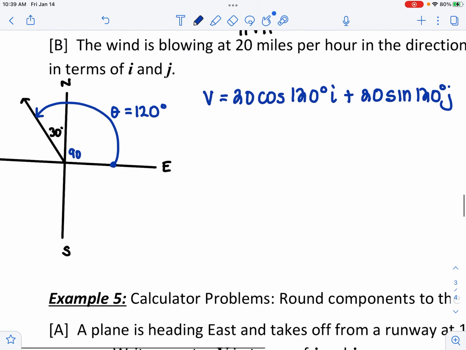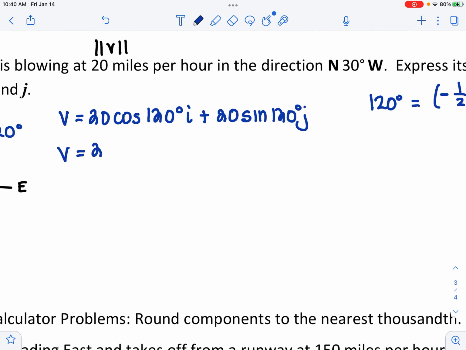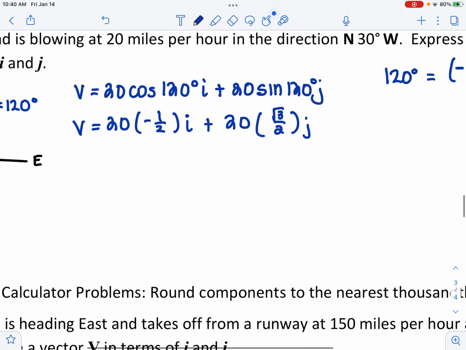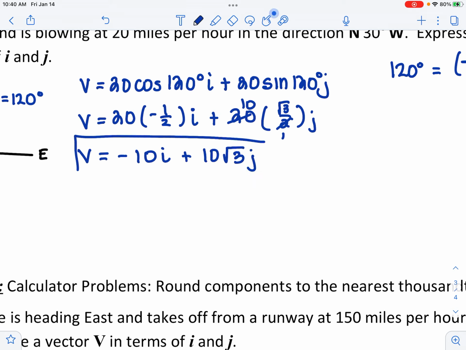All right, so I need the cosine and the sine of 120. So 120 degrees is in the second quadrant, as it is right there. It is a 60-degree reference angle, so that is 1/2, root 3 over 2. But since it's in the second quadrant, it's to the left and up, so the cosine is negative. And now I'm going to replace. So I have v equals 20 times, instead of cosine of 120, negative 1/2 i, plus 20 times, instead of sine of 120, root 3 over 2 j. All right, simplify that. Negative, and then half of 20 is 10 i, plus, and then half of 20 is 10, so 10 root 3 j. And there's your vector.